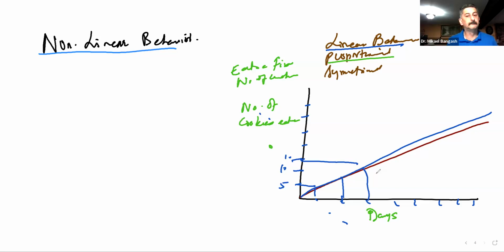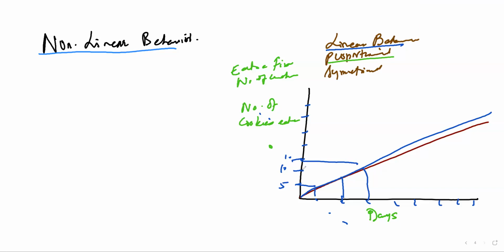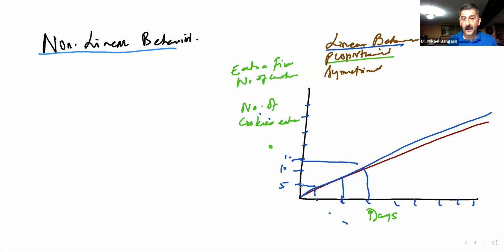Did that make sense? So it's linear because of the fixed proportions. Yeah, you can put it that way. When you draw a graph, after 4 days, you would have eaten 20 cookies, right? Or after 5 days, you would have eaten 25 cookies. Did that make sense?